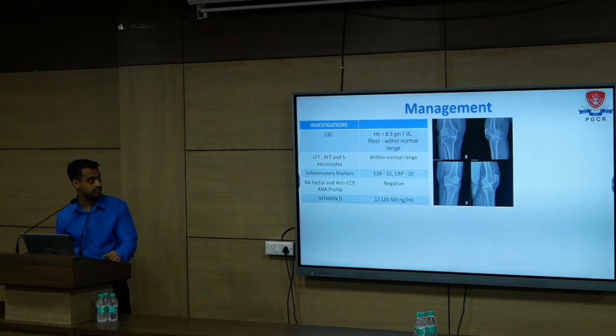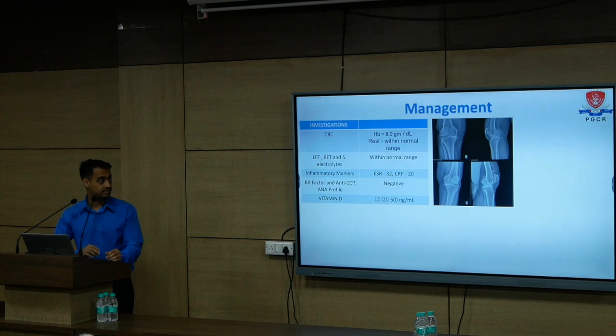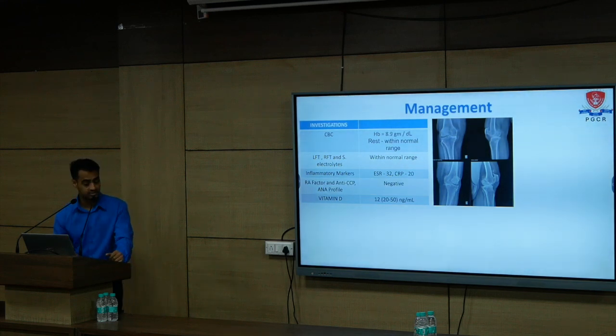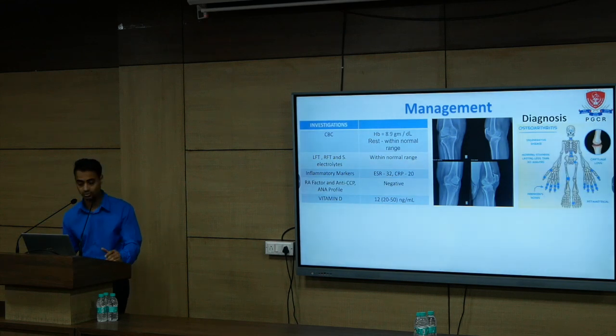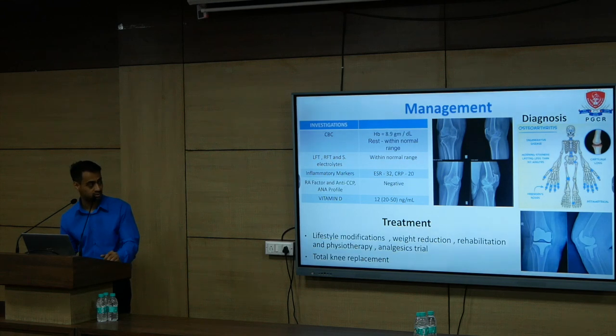So we went ahead with the investigation. His hemoglobin was slightly lower, 8.9. Inflammatory markers, though slightly raised, can be seen in osteoarthritis as well. And vitamin D in his case was also found to be reduced. But the X-ray was suggestive of severe arthritis. We can call it grade 4. So treatment in this case is usually total knee arthroplasty.